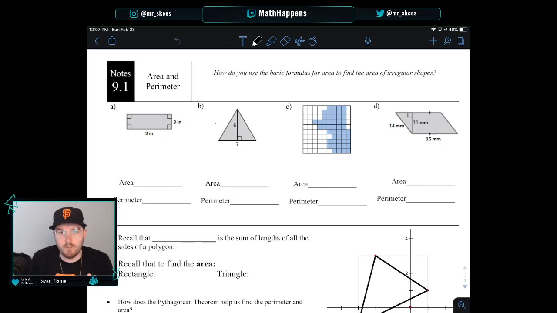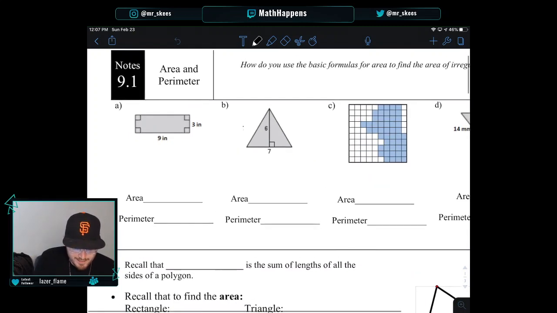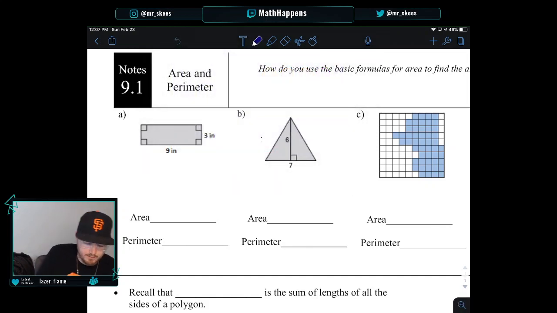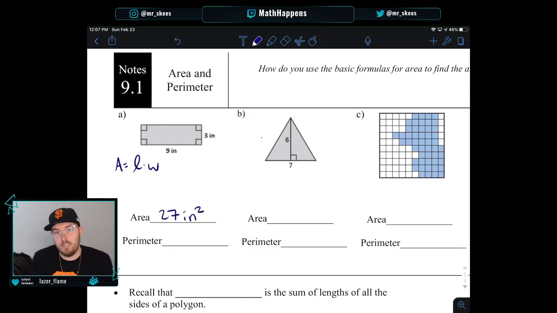Let's dive straight into it. We're going to remind ourselves, what is area? Area is the space inside a figure. We've got a rectangle. A rectangle's area is length times width, which hopefully we all know. 9 times 3 is 27 inches squared. We use inches for length, inches squared for area, inches cubed for volume.